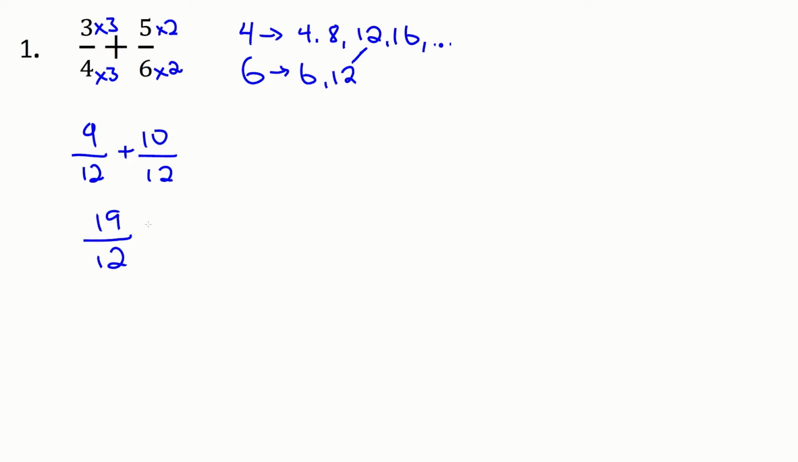And now I'm dealing with either an improper fraction or I can do a mixed number. So this answer is fine for a lot of cases, but if you wanted to make the mixed number here, we'd have to ask ourselves how many times does 12 go into 19? Well, that goes in once, and it leaves 7, because 19 minus 12 is 7. So we put a 7 up top over 12. So this is your other acceptable answer.